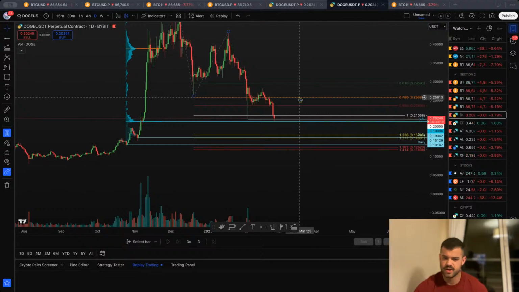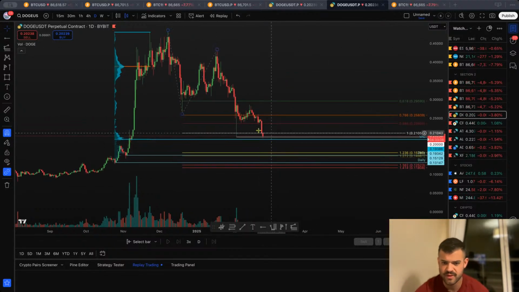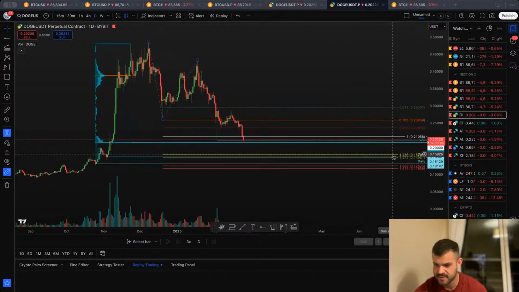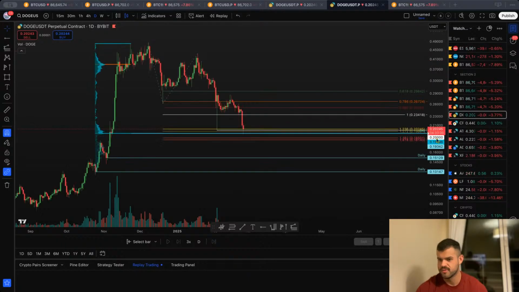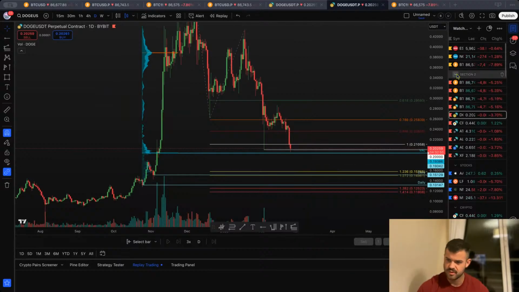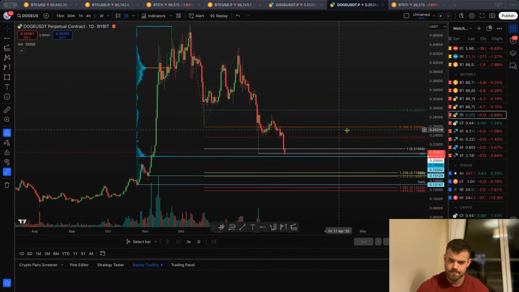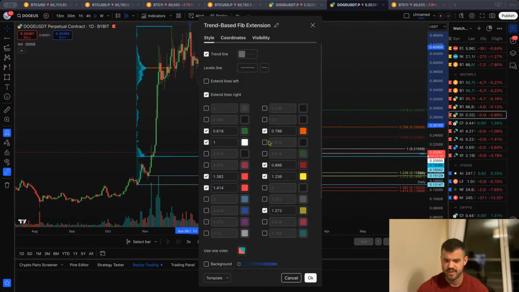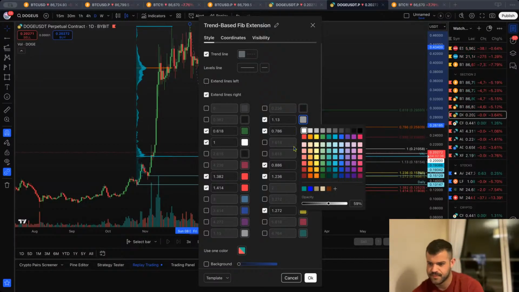So look, usually the ABC will come in at the 1-to-1. Okay, but it can extend to the 236 and the 382. If I put that on log, it will look silly, so we're not going to do that. I don't really like using log all the time. So areas of confluence, we might even have a 1.13 there as well. If I put that one in. No, nope. 1.13 in white. I'll take that one off.